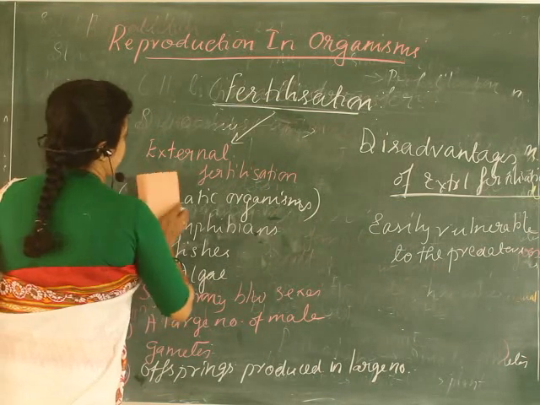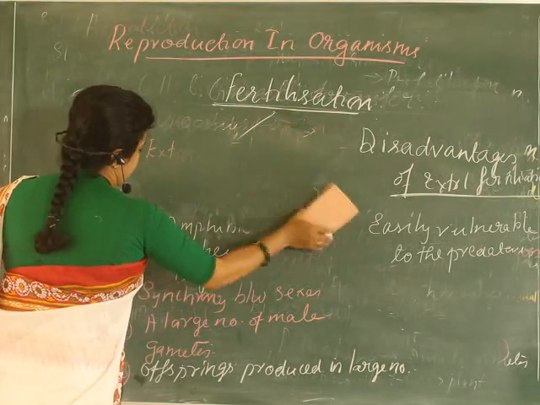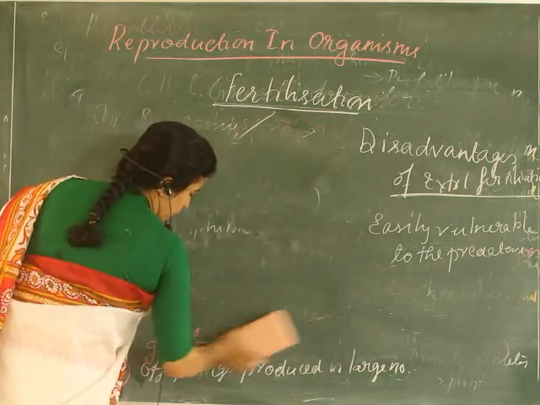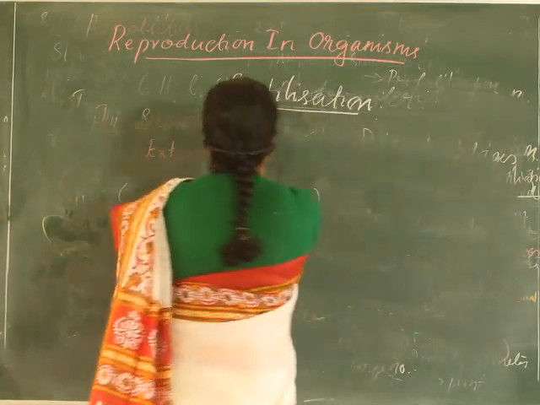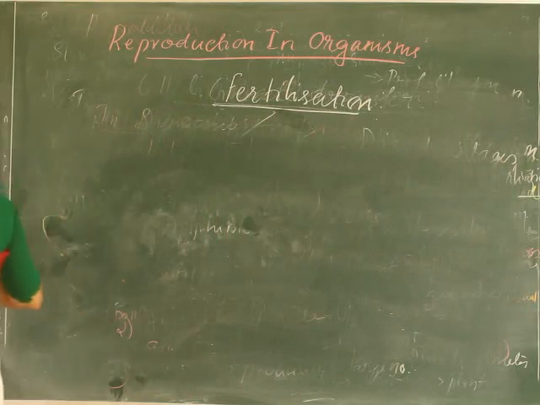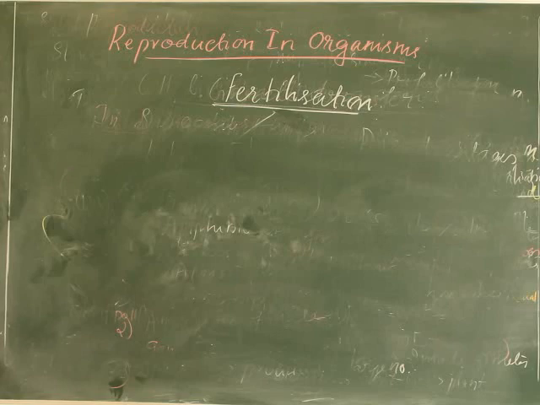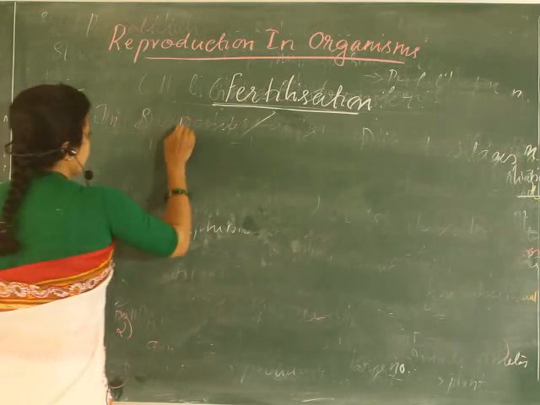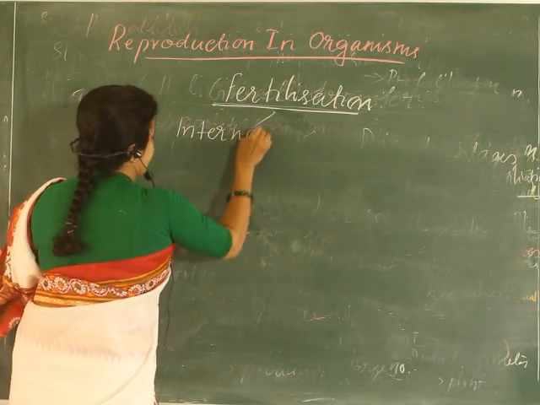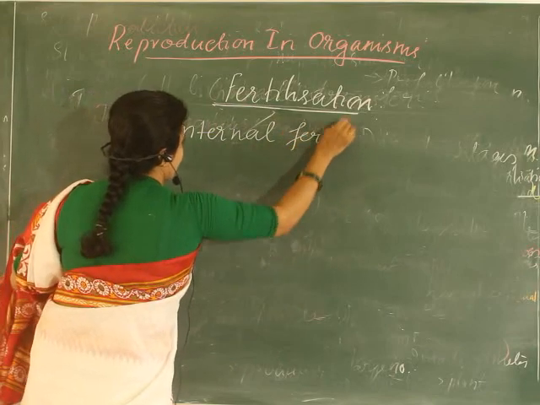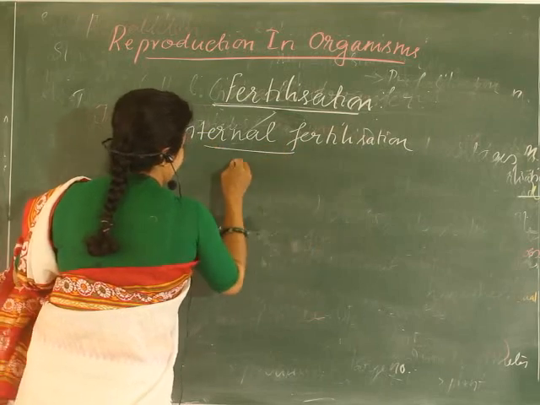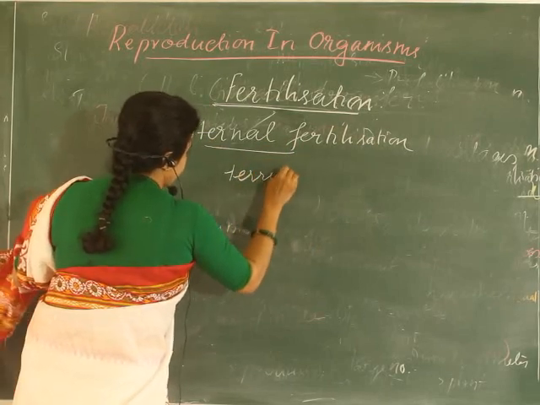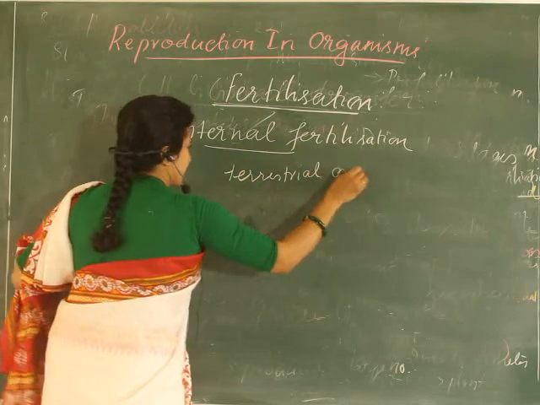Next, let us go with internal fertilization. So, students, you got clear about external fertilization. Next we'll see what internal fertilization is, and whether it is advantageous or disadvantageous. First, find out where internal fertilization takes place. In which organisms can we see internal fertilization? It is found in most of the terrestrial organisms.